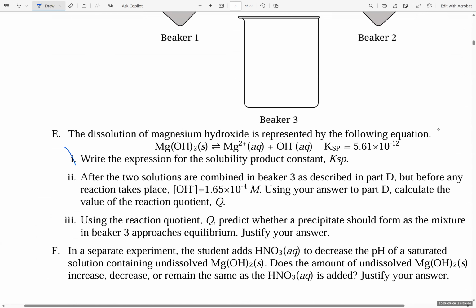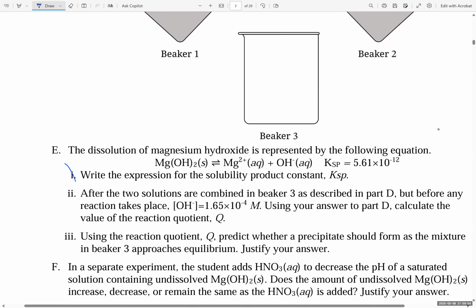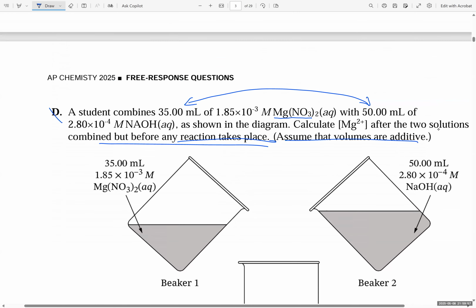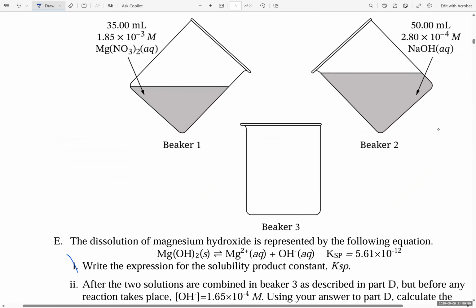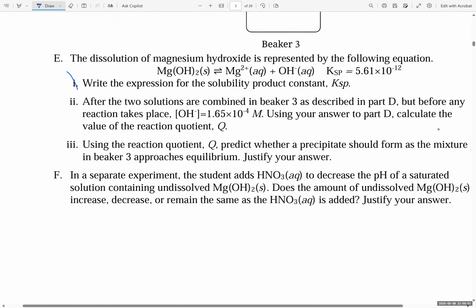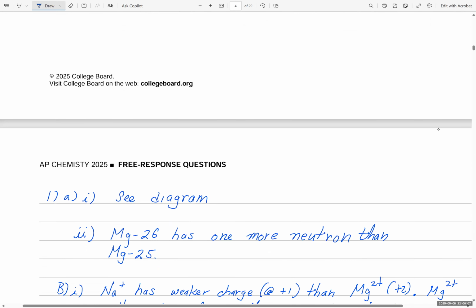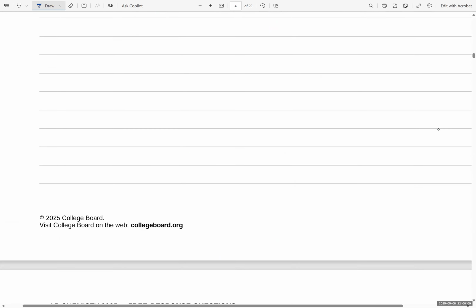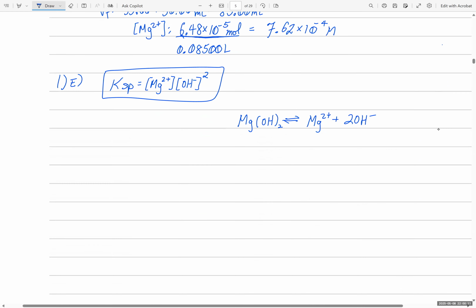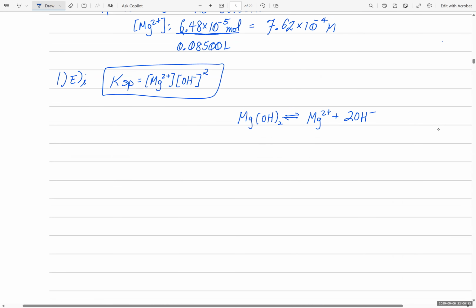All right. So hydroxide is 1.65 times 10 to the 4. Using your answer in part D, which is the what? What was our D? For D, we calculate the concentration of our magnesium, right? Calculate the value of the reaction quotient Q. All right, so this is pretty easy too, right? So let's go. And then you're going to write down here for E that this was for I.